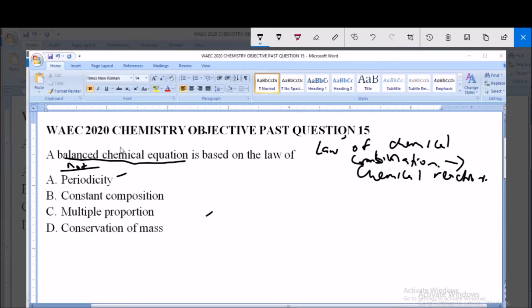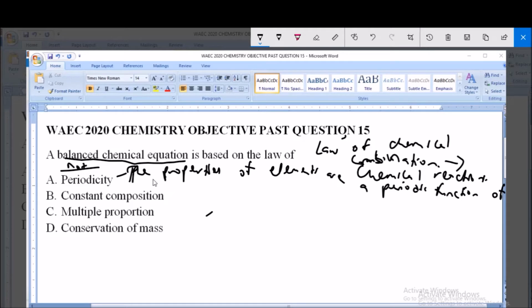So the law of periodicity states that the properties of elements are a periodic function of their atomic numbers.